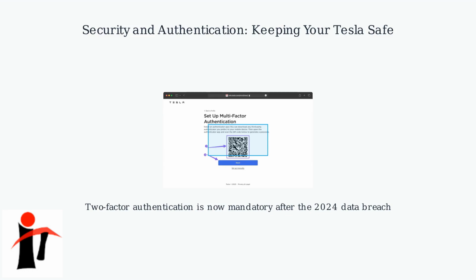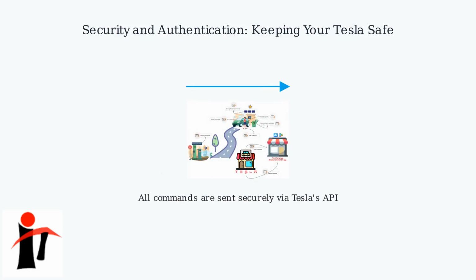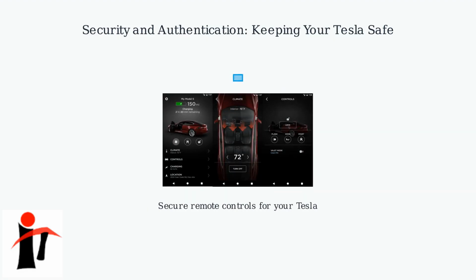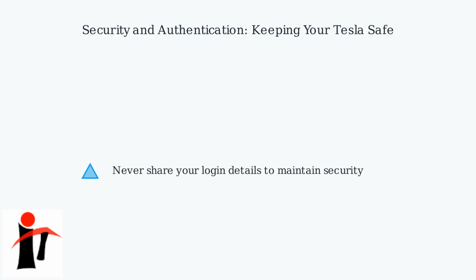Set it up using an authenticator app and QR code scanning. For added security, you can enable biometric verification using your fingerprint or face recognition. All commands from the app are sent securely through Tesla's API, ensuring only authorized users can control the vehicle. These secure controls allow you to manage your Tesla remotely, protected by multiple layers of authentication. Remember, never share your login details with anyone to keep your Tesla and data secure.